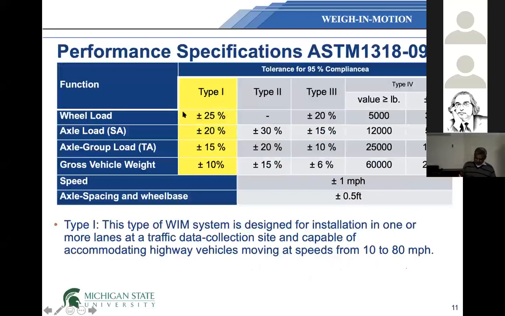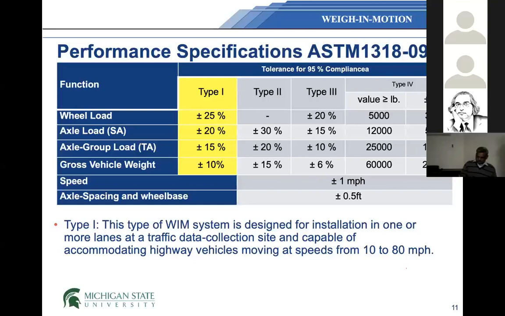Now, here is Type 1. This is from ASTM. Type 1 is the category for pavement design. These are the accuracies we want to achieve for pavement design. So wheel load should have an error of less than plus or minus 25%. If you go to gross vehicle weight, if your accuracy is within plus or minus 10%, the data is still acceptable for pavement design. But if you have higher errors, then the data will not be very useful for pavement or bridge design.